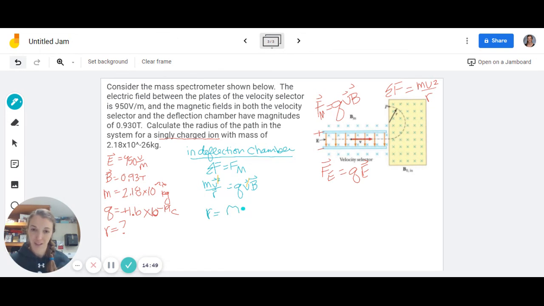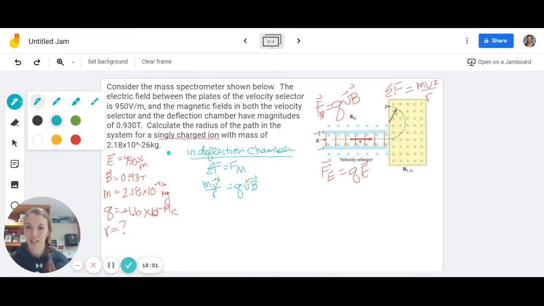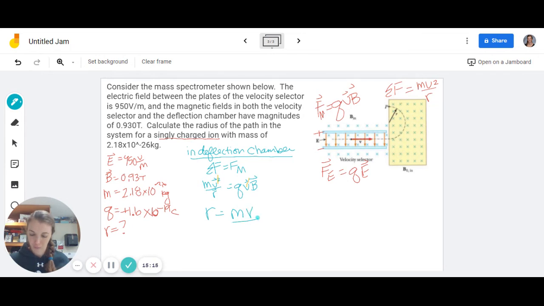m times v over q times B. So in order to solve for r, we have mass, we have charge, and we have magnetic field. We don't have velocity.